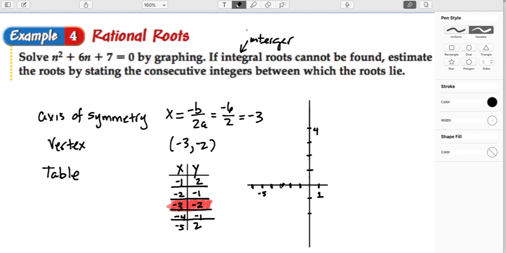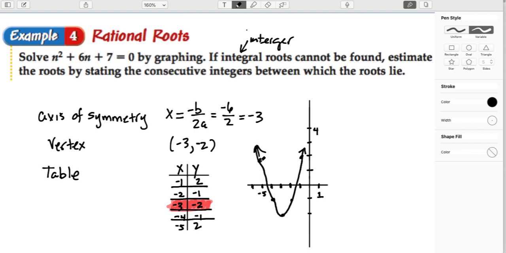So if at -3 we're at -2, that means there's 1 point here, that's our vertex. And then if at -2 we're at -1, then that means that's also happening at -4. And then also if at -1 we're at +2, then we'll have a similar thing happening at -5. And so here's what you see. You see that our parabola does not cross the x-axis at an integer value.